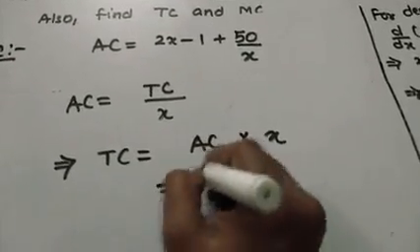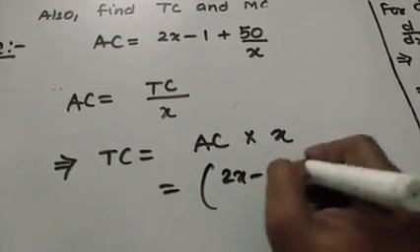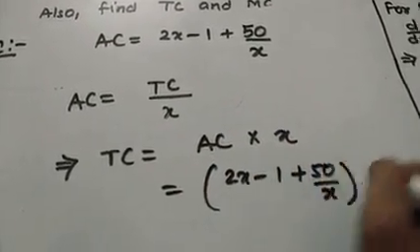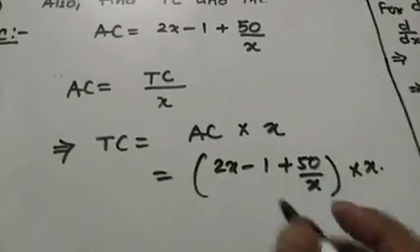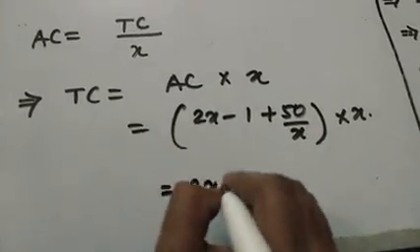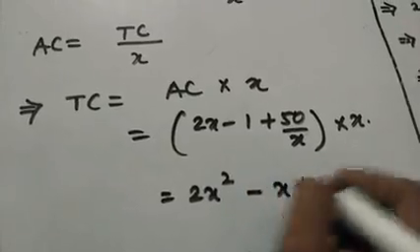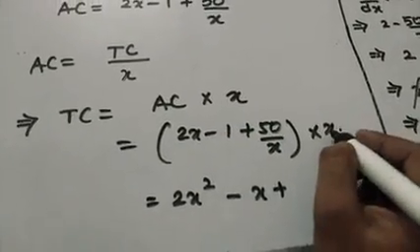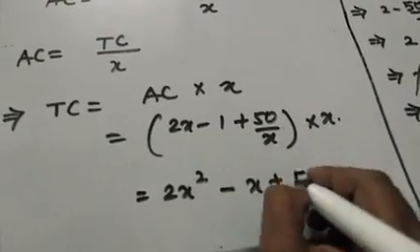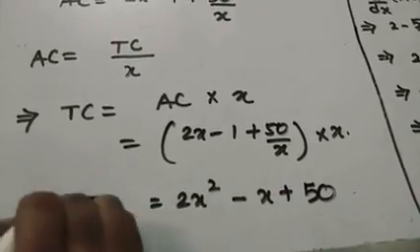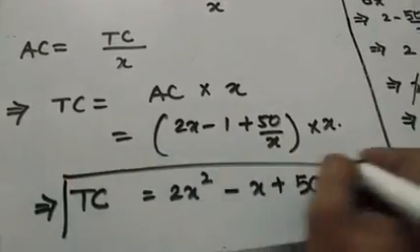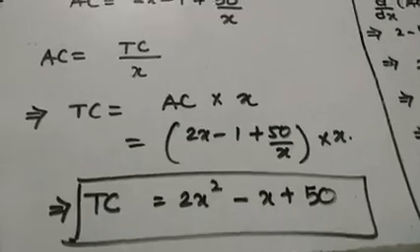Now what is average cost? 2x minus 1 plus 50 by x, into x. Just multiply it. There is 2x square minus x, minus 1 into x, and after multiplying this you will get here 50. So total cost is 2x square minus x plus 50.